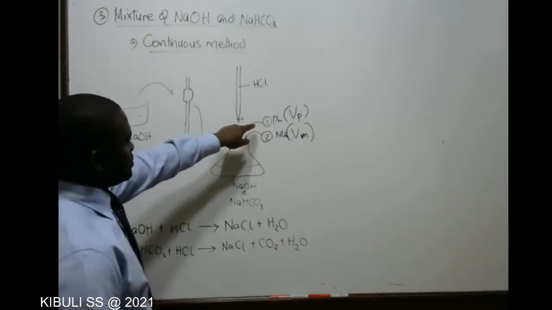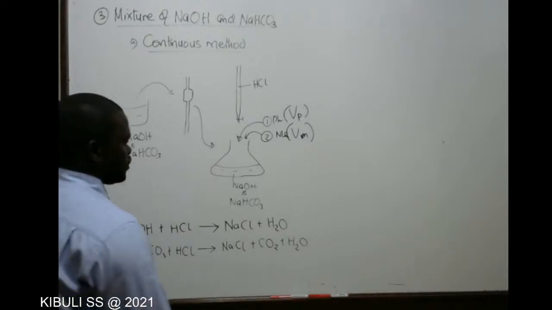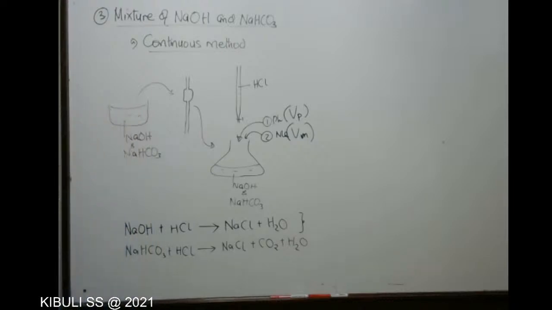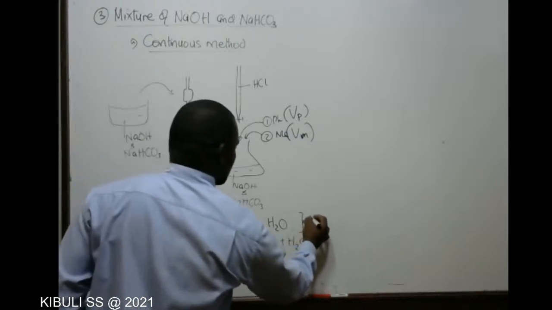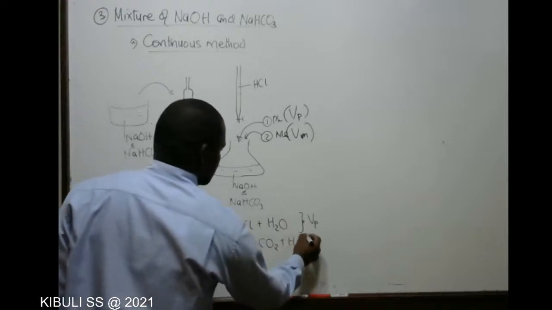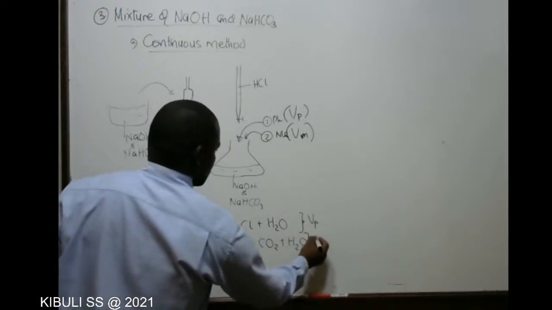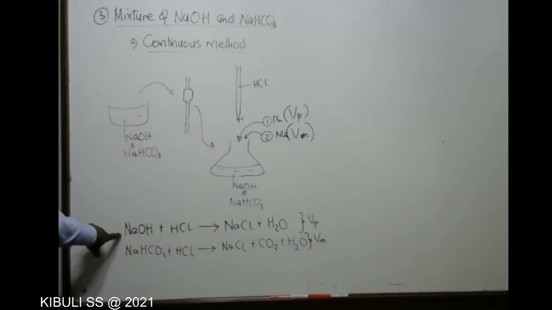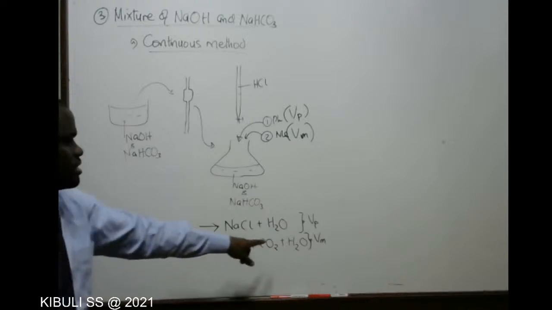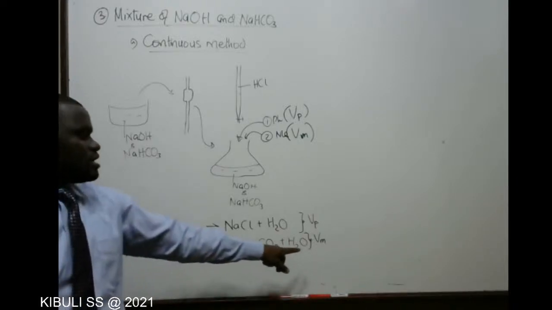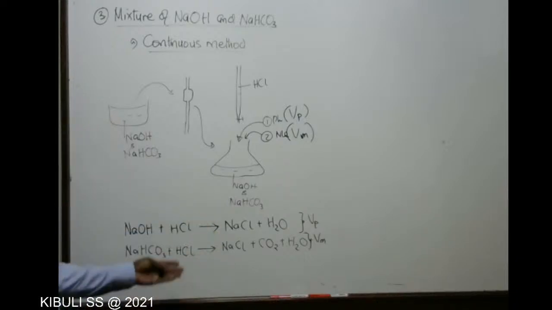During the first titration using phenolphthalein indicator, the color change end point will occur when only this reaction has taken place. So this is the reaction which requires the volume of acid, which we have called Vp. And then this reaction here requires the volume of acid called Vm. So it is very simple here that the volume of acid required to react with sodium hydroxide is Vp, while the volume of acid required to react with the sodium hydrogen carbonate is Vm. It is just as simple as you are seeing it.